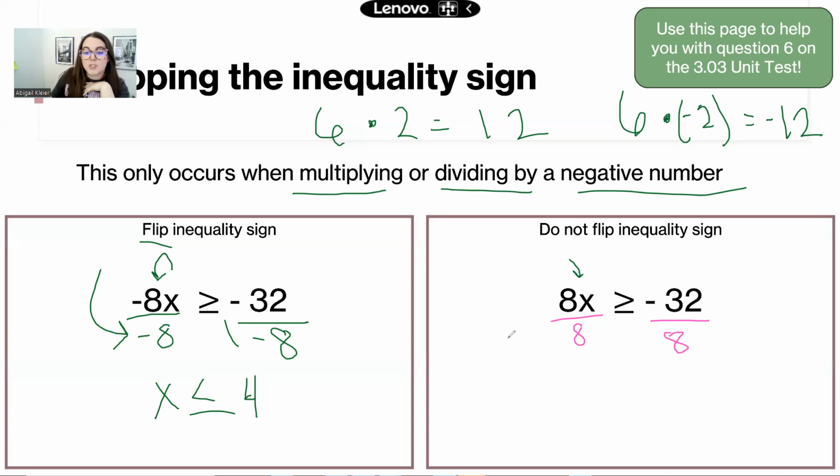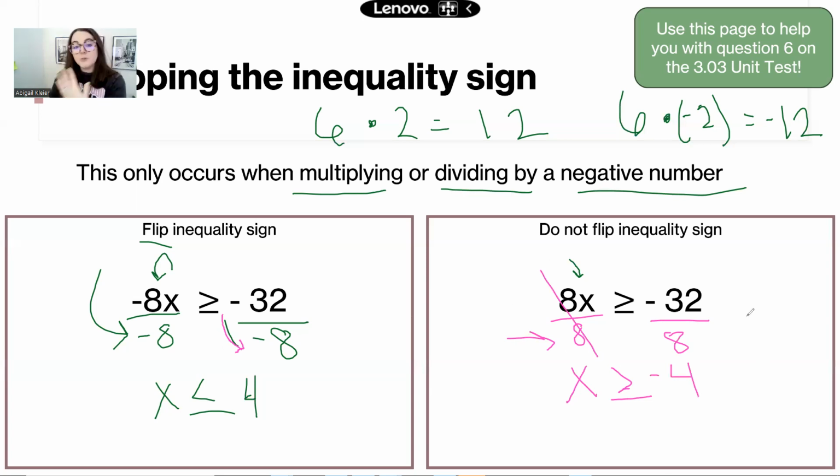So let's look at what I just divided by. Did I have to multiply or divide by a negative value? No, I didn't. And that is different from in the first example where in order to isolate x, I did have to divide by negative 8. In this situation, I divided by a positive to cancel out and to isolate my variable. So I do not have to flip the inequality sign.